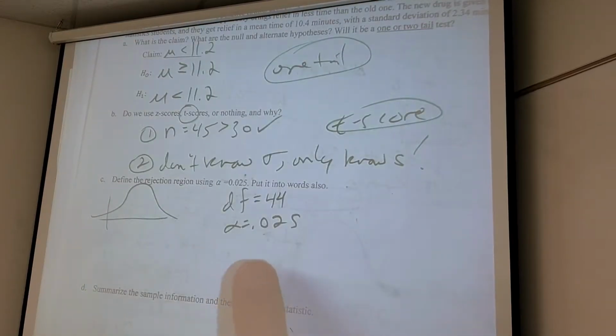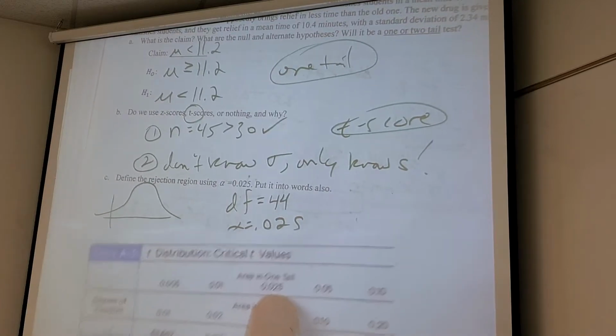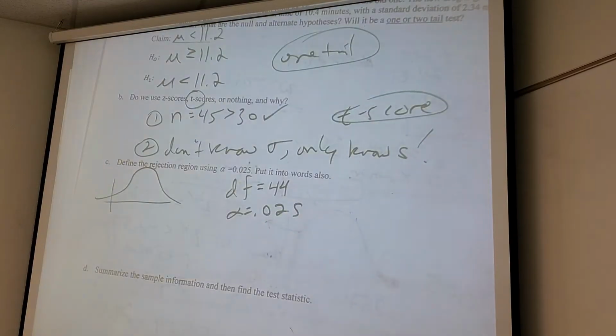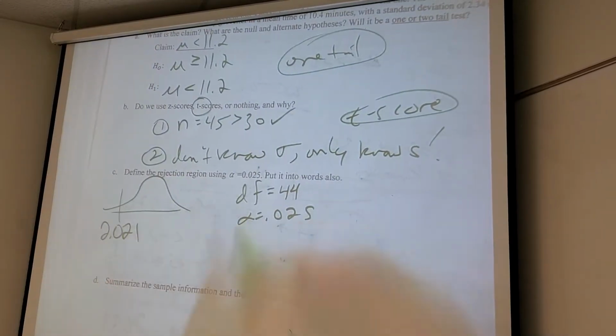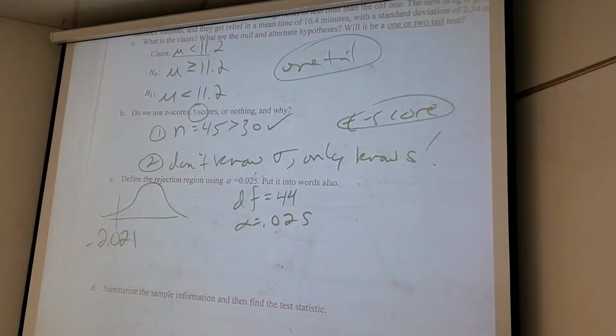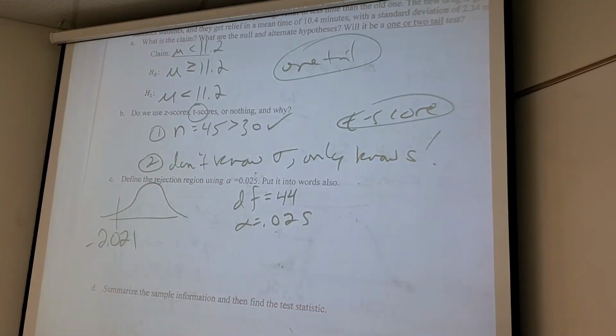So let's see. One tail test, 0.025 is right there in the middle. And I stop at one of these two. So 2.021 is what you should use, but 2.014, I would not take points off for that. What's wrong with the way I've written it so far? Negative. It's gotta be negative. It's a piece of paper, so don't complain to me. The piece of paper didn't tell me. You're the human. We know it's below the mean, so it's negative.